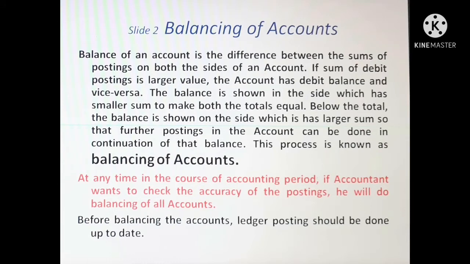Balance of an account is the difference between the sums of postings on both the sides of an account. If the sum of debit postings is larger, the account has a debit balance. And if the sum of credit postings is larger, the account has a credit balance. The balance is shown on the side which has the smaller sum to make both the totals equal. Below the total, the balance is shown on the side which has the larger sum.